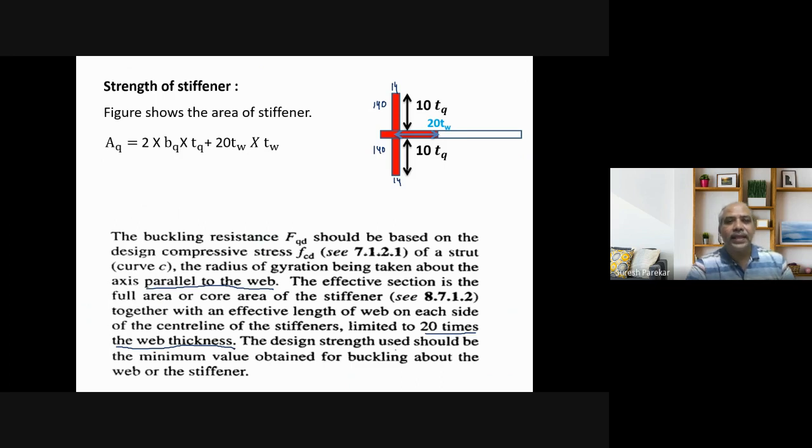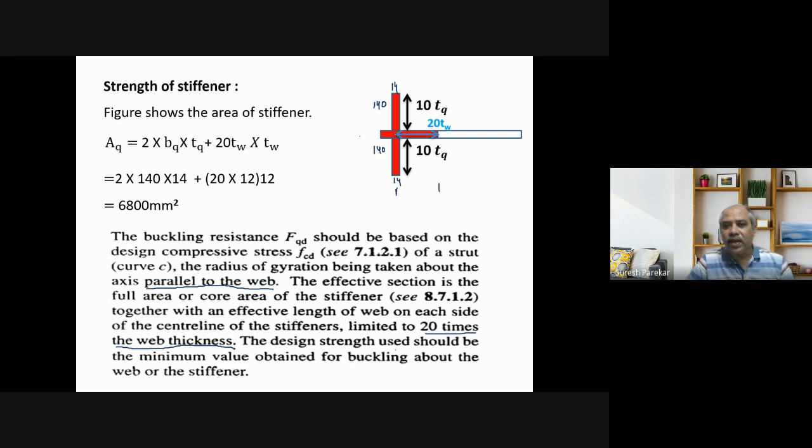Then we have AQ. Now we have seen this 20 TW. This is my area of web, 20 TW into TW. We do not have 20 TW on the left side, so we have taken it only on one side. If you have a load bearing stiffener, that is, a load which is between the reactions, then we have 20 TW on both sides. Then AQ will be 2 BQ TQ plus 20 TW into TW. From this, you can see the area is 2 into 140 into 14 plus 20 into 12. So we have this value from center to this.